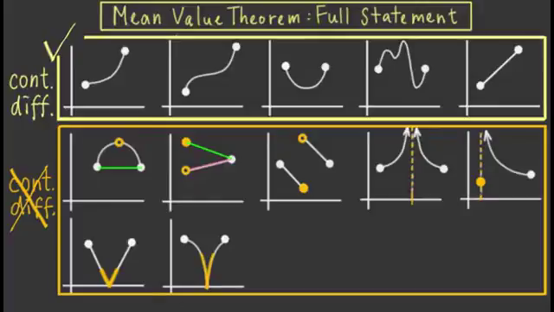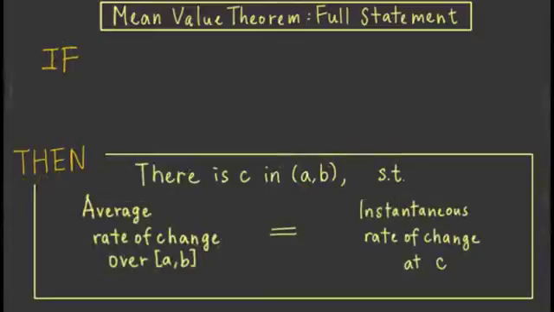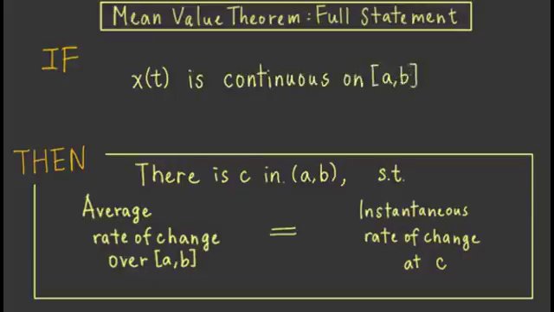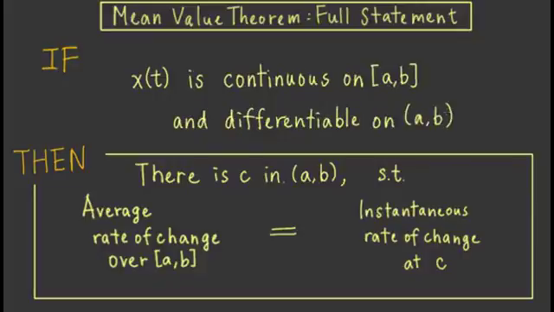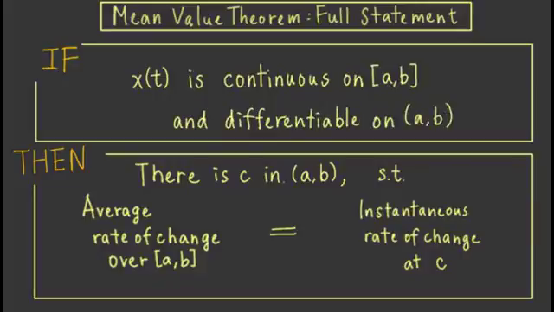So let us state the mean value theorem precisely. If a function x of t is continuous in the closed interval a to b and differentiable in the open interval a to b, then there is some point C in the open interval a to b such that the average rate of change from a to b is equal to the instantaneous rate of change at C.